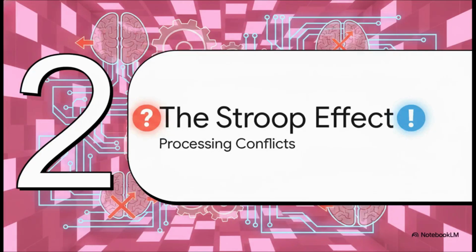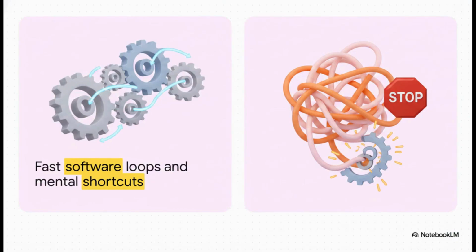Section 2, Glitches and the Stroop Effect. Let's see what happens when our mental operating system experiences conflicting inputs. First, we have automatic processing. This is your fast schemas at work, humming along smoothly, no issues. But then, on the flip side, we have effortful processing. This is what happens when your software clashes.